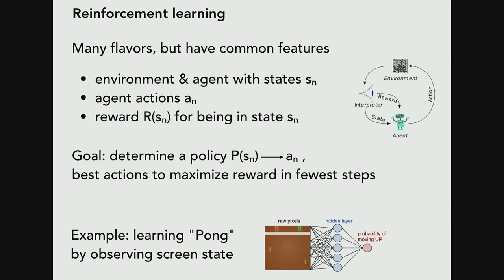So then your goal here is to determine a policy, and those usually are thought of as probabilistic, saying like, if I'm in state s_n, then I want some little miniature probability distribution over actions. Basically, I want some probability of going north versus west versus south versus east, so that if I follow this policy, then I'll try to maximize the reward in the fewest number of steps.